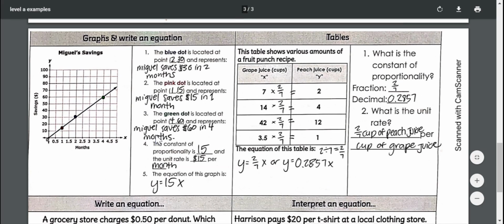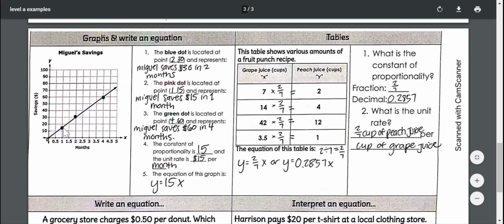All right, we're on the last page here. It's a little hard to tell the colors, but you can see as I do them what they are. For this one, you need to fill in the points and then explain what they are representing. So the blue dot is at the coordinate point (2, 30). Remember, x comes first, then y. That means that Miguel, I got that information from the title, saves $30 in 2 months, because 30 is the amount of dollars on the y-axis and 2 is the number of months on the x-axis. The pink dot is located here.